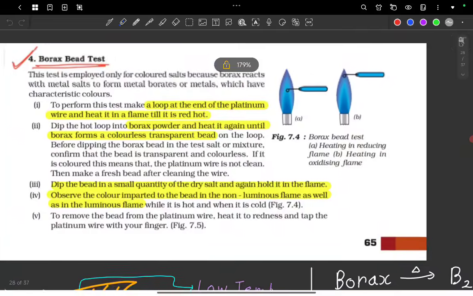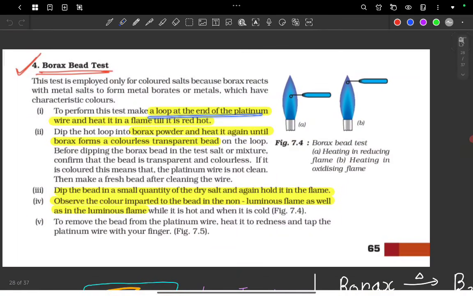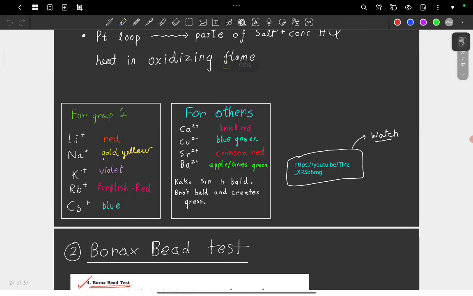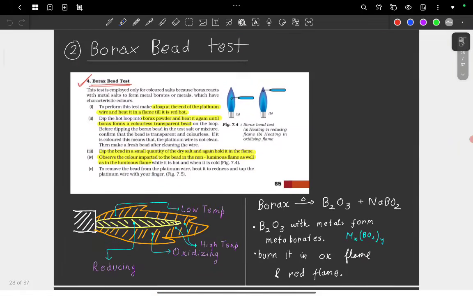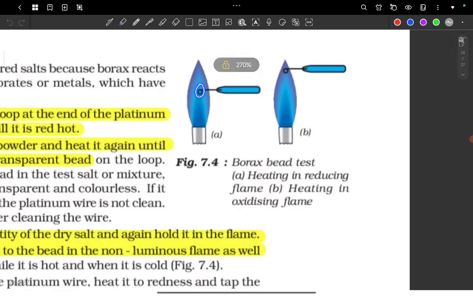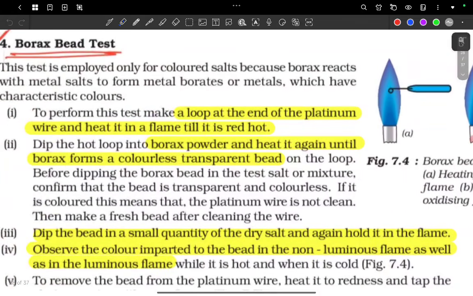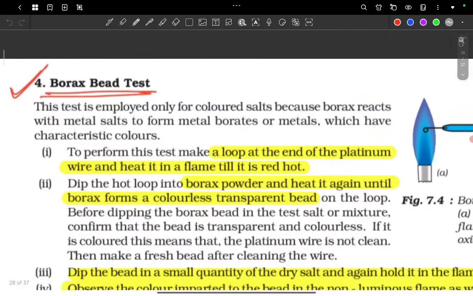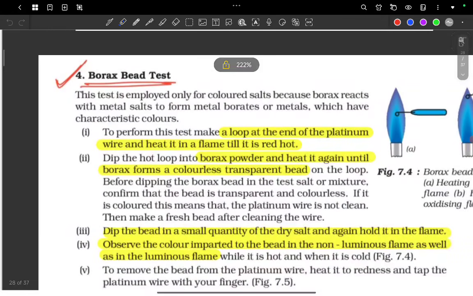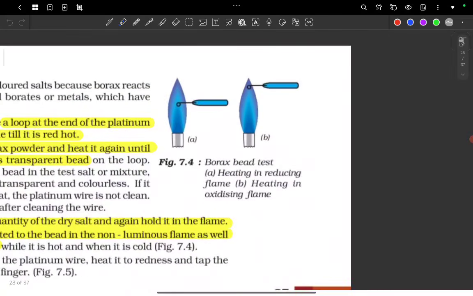So basically what you do is you dip a platinum loop. Like in the flame test we use the platinum loop. So here also you use this platinum loop and you heat it in a flame until it is red hot. Okay. Now while this is still hot, you will dip it in a pot of borax powder.